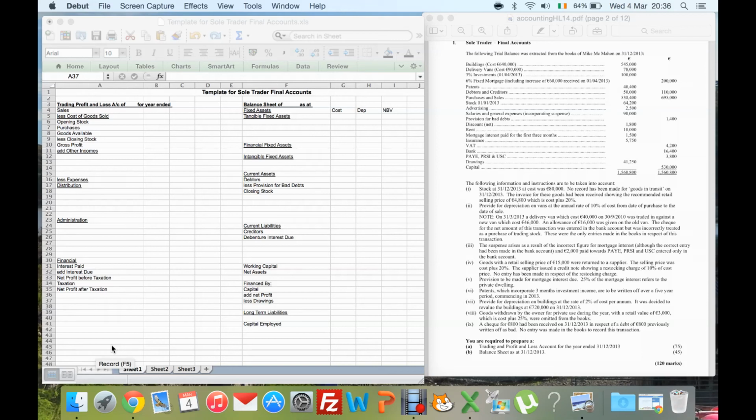This is Sole Trader Final Accounts from the 2014 paper, question 1. On the left hand side of the screen I've laid out the blank document that we're going to fill in with the basic headings. I'll do the rough work down here and then you can see the rest of the information from the question over here.